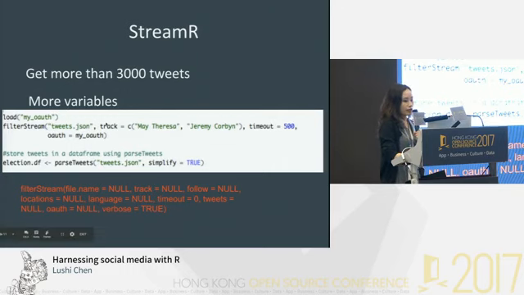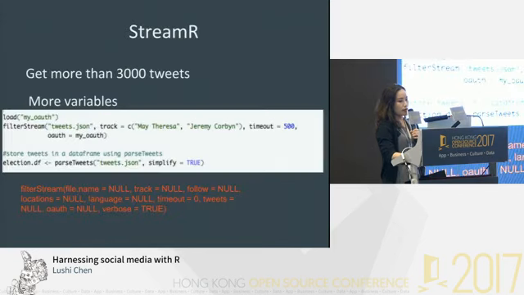It's also very easy. You can filter the keywords you want, and then with parsed tweets, you can turn the JSON file into a data frame format. And you can also set follow. Follow is a user ID you want to track, and location if you want to grab tweets in America or the UK only. You can set your location here or language here. So it's pretty easy and direct.